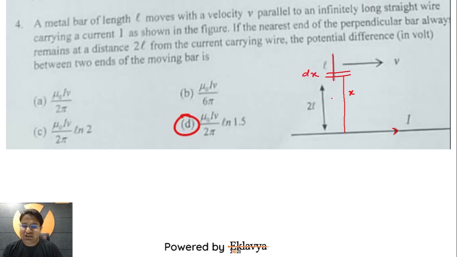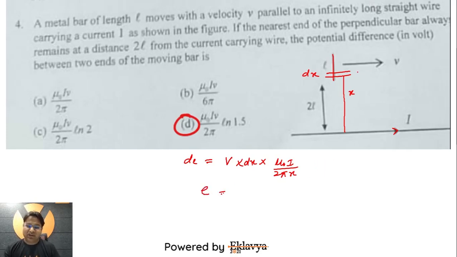In this dx length, some EMF will be induced that can be written as dE, and this dE will be written as the speed of the rod into the length of the element into the magnetic field at this place. The magnetic field at this place will be produced because of the current flowing in this wire. So we are going to write it as mu naught I by 2 pi x. That's the formula of magnetic induction due to a current carrying straight infinite wire.